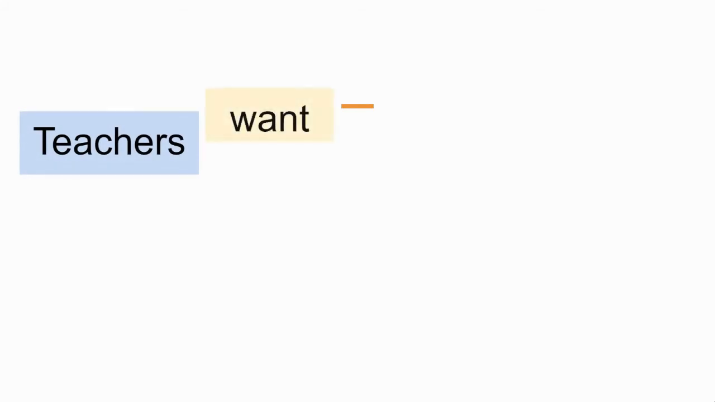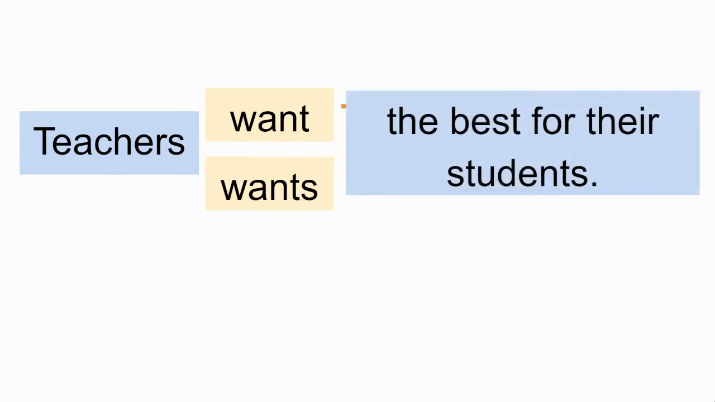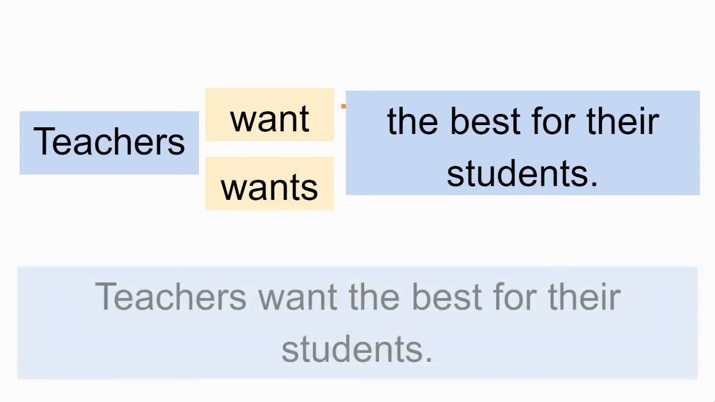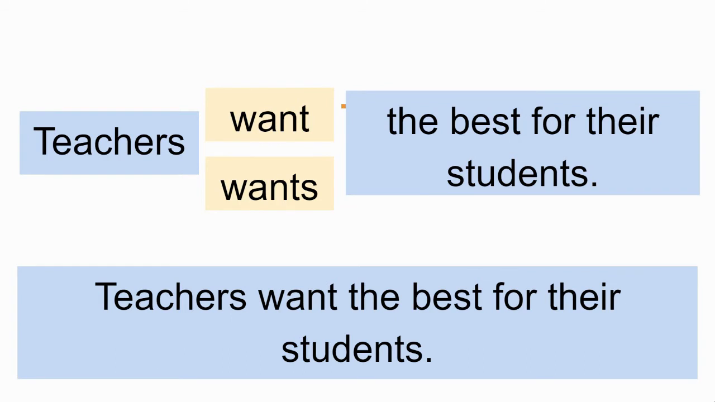Let's proceed to the next sentence. Teachers want the best for their students. When we say teachers, the noun or the subject is in plural form. That is why we need to have a plural verb. Teachers want or teachers wants? Very good. The answer is want. Teachers want the best for their students.